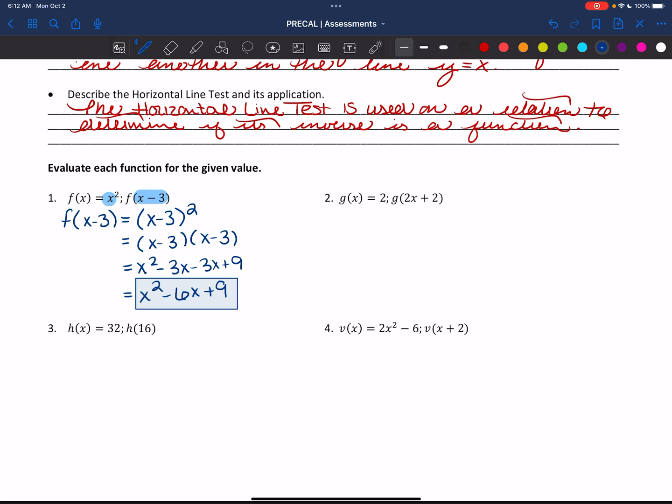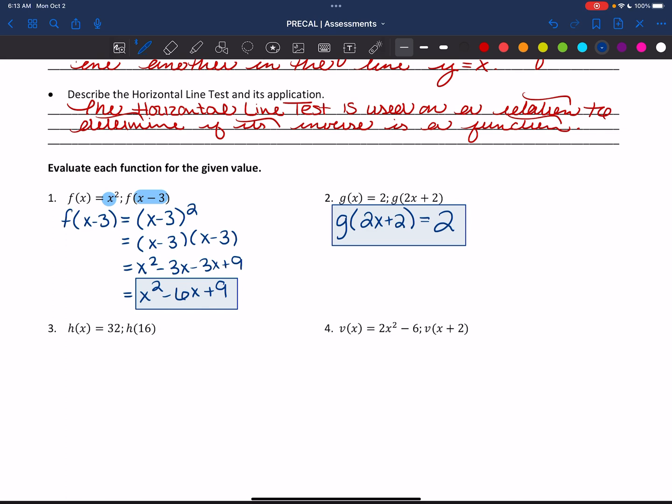Now, for example number 2, we're taking the function g of x, which is equal to 2, and evaluating it with an input of 2x plus 2. However, this function does not have a place to input anything, right? g of x is just 2. It's always 2. So g, even at an input of 2x plus 2, is still just 2. This is one of those really unique functions where no matter what we input, the output is always the same. The output is always 2.